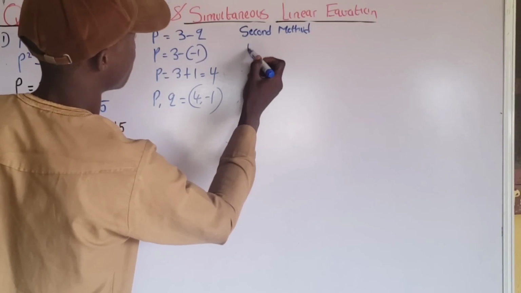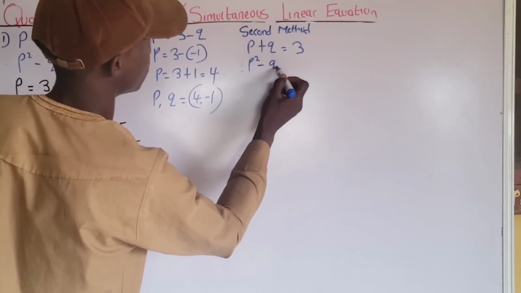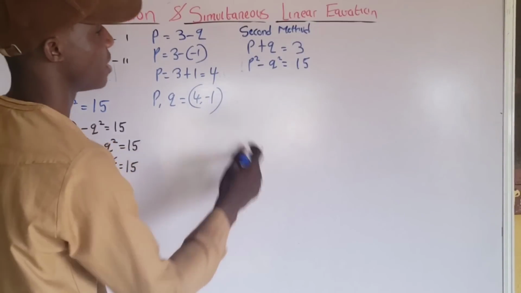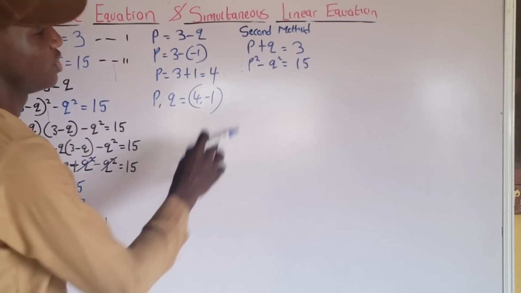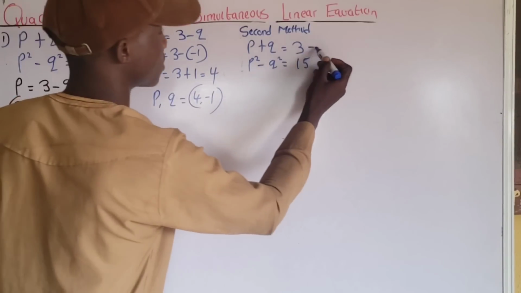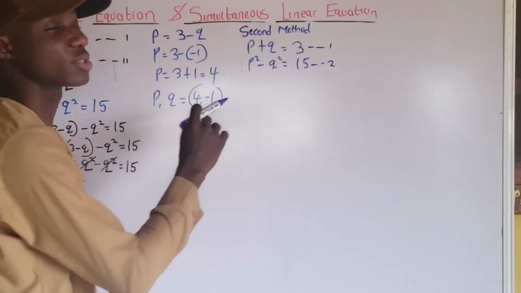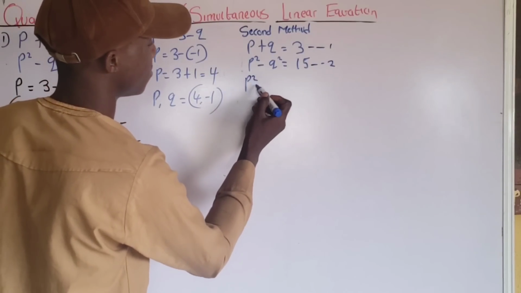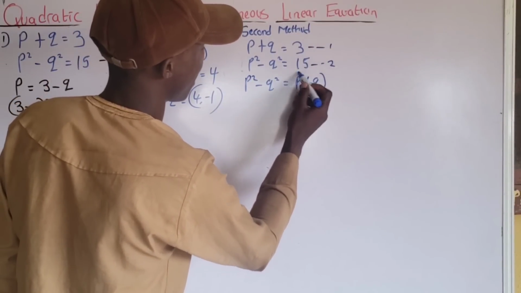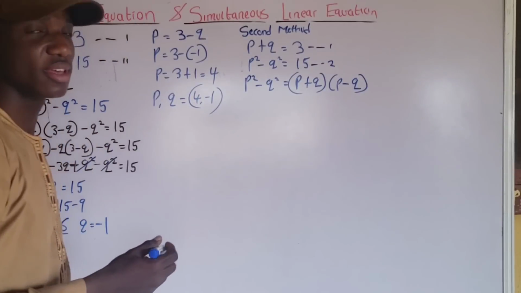We are asked to solve p plus q equals 3, then p squared minus q squared equals 15. Now, if you want to solve this using the second method, you have to take the difference of two squares of the second equation. This is the first, and this is the second. The difference of two squares for p squared minus q squared is what? p squared minus q squared equals (p plus q)(p minus q). You understand?